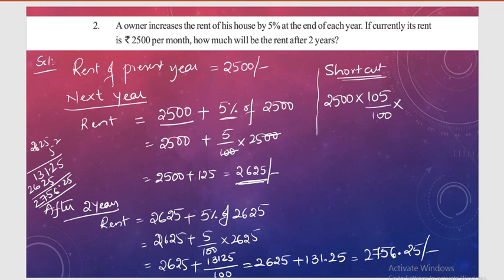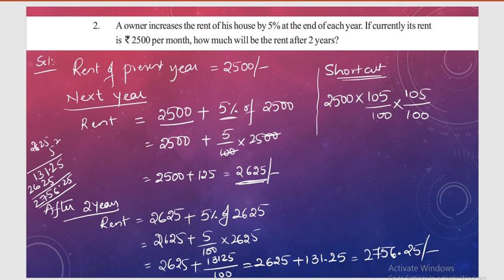If you simplify, you are going to get the rent for the first year. Next, if you want to find the second year, again we need to multiply with 5%, which is 105 by 100. This is what we call successive percentage, right? Here the percentage increase is successive, because we are not considering the percentage on the same 2500.